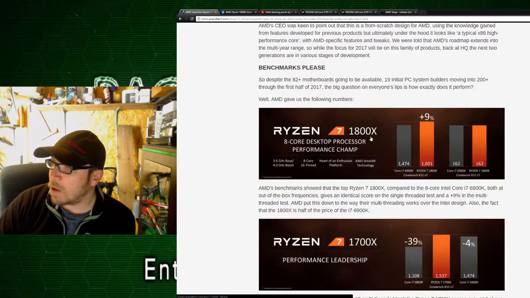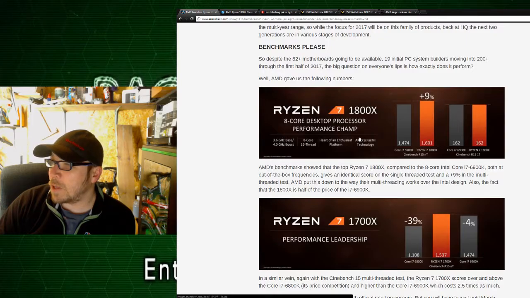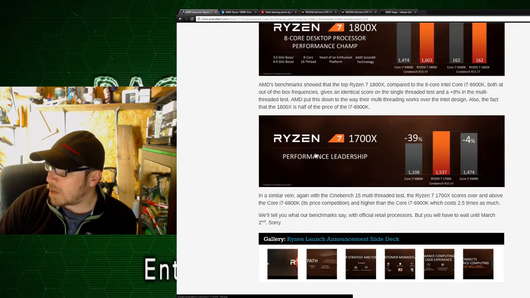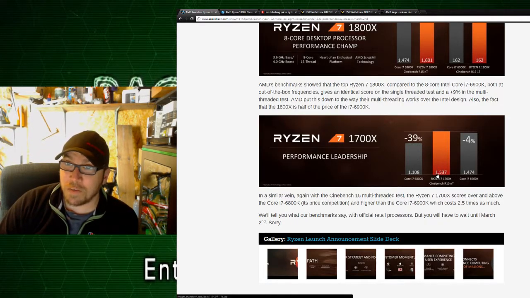And then going down, here we go, this is the benchmark, so this is versus the 6900K. You can see it beats it in Cinebench, multi-threaded by 9%. It has the same single-threaded performance, which is interesting. 1700X, again, this is Cinebench, versus the 6800K, it's beating it by 39%. Which is no surprise because it's 2 more cores, 4 more threads. Like I said, I think it's 6-core. I need to wait to see what that is.